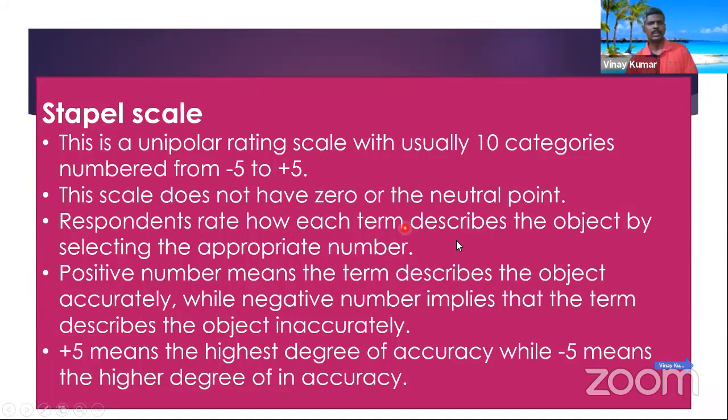Respondents rate how each term describes the object by selecting the appropriate number. A positive number means the term describes the object accurately, whereas if the respondent selects a negative number, it means the object is described inaccurately. In other words, if the respondent selects +5, it means the highest degree of accuracy. If the customer selects -5, that shows the highest degree of inaccuracy. So that's the interpretation here. If the researcher is using the Stapel scale, it will look this way.